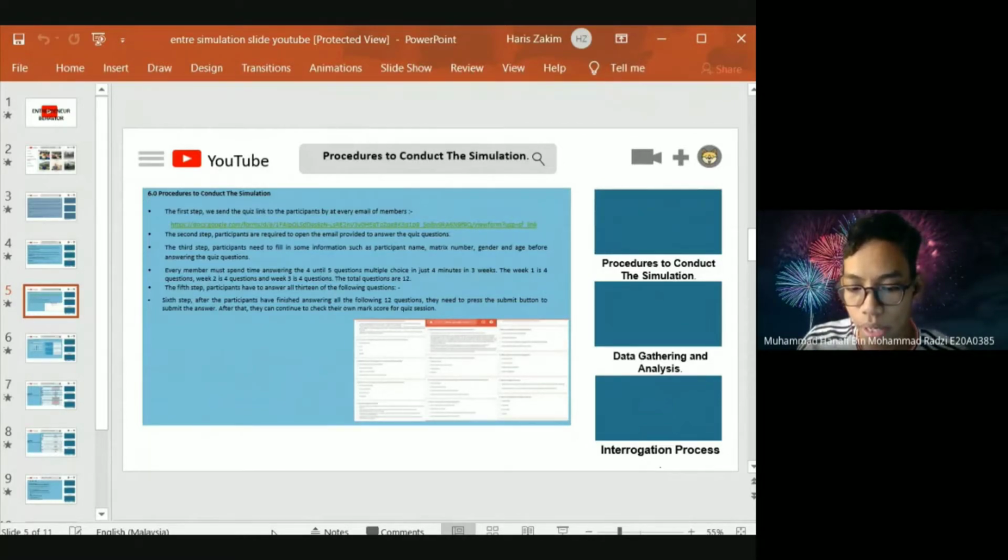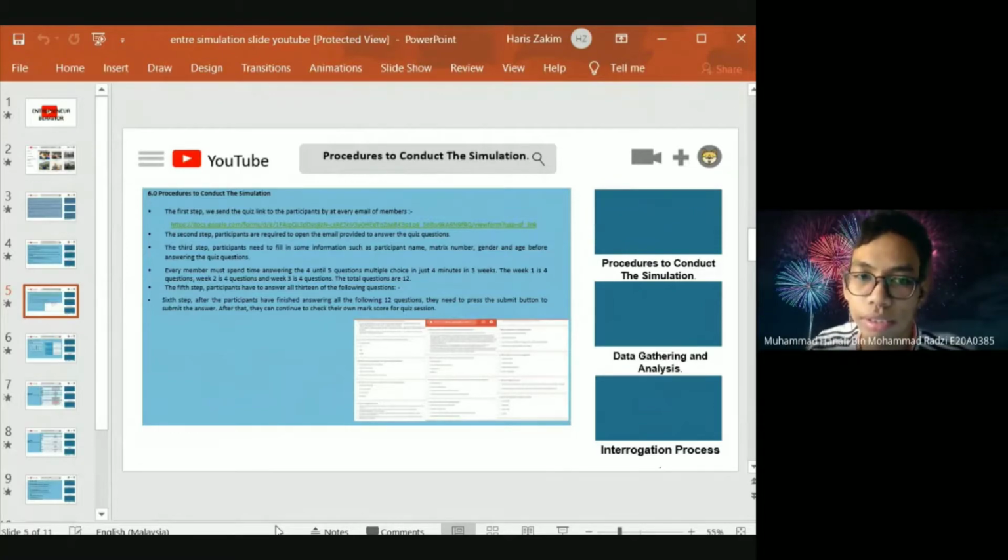After the participants have finished answering all the questions, they need to press the submit button to submit the answers. After that, they can continue to check their own mark score for the quiz session.